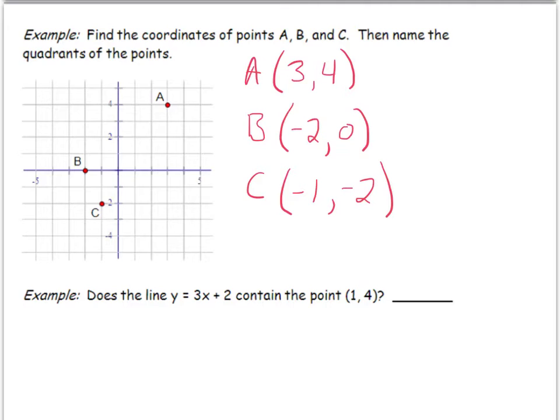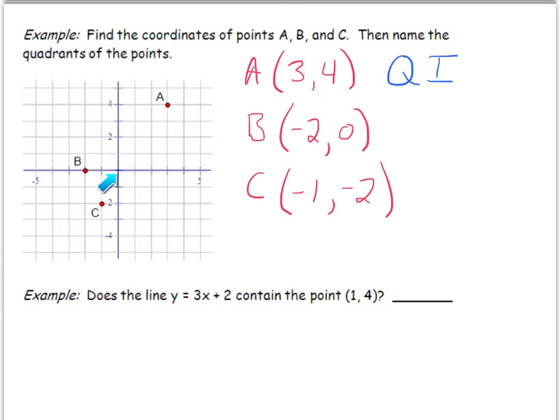So for point A, I ended up getting 3, 4, because starting from the origin, I moved right 3 units, and then up 4 units. Remember, always do X first, then Y. For point B, well, back her up. Let's talk point A for a second, because I remember, it said name the quadrants of the points. So, point A is sitting actually in quadrant number 1. So we're going to put Q1 down. Let's go to B then.